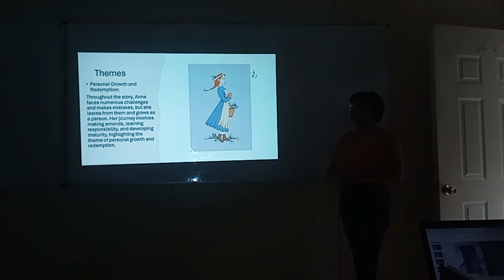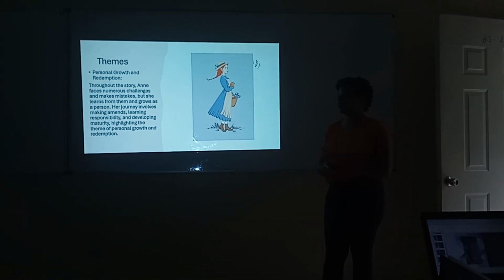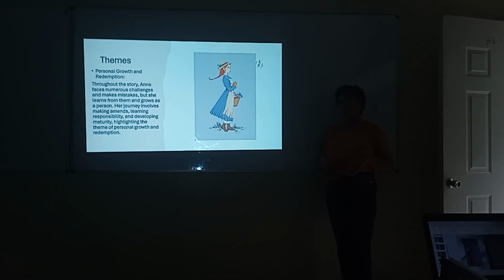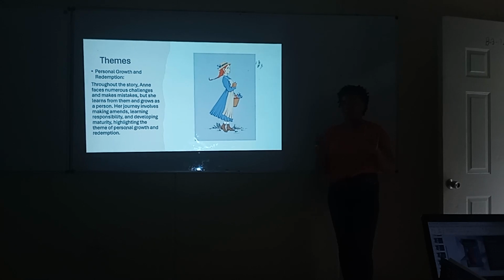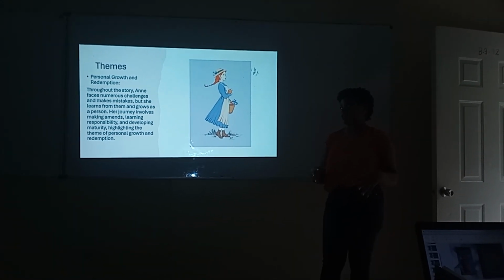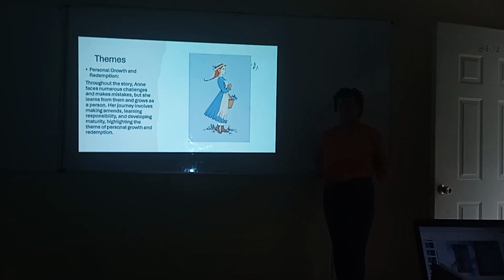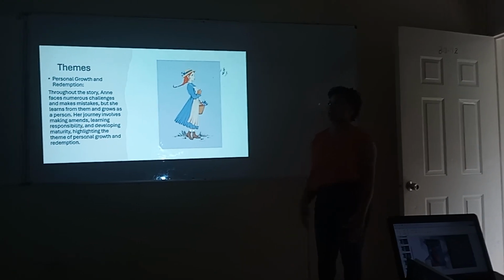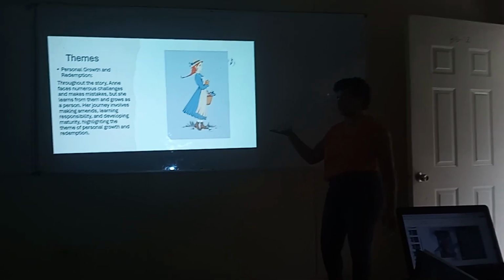And also we have personal growth and redemption. It's not the same Anne that arrives at Green Gables, a naive and immature child. When the story ends, she is mature, she can make good decisions for herself and for others, and also forgive herself and others.